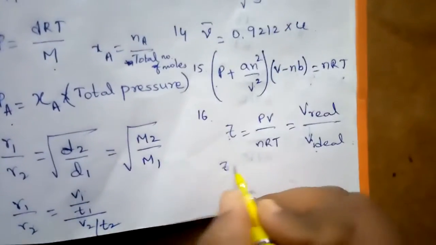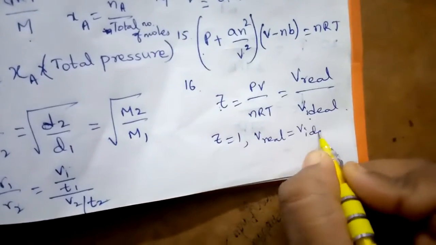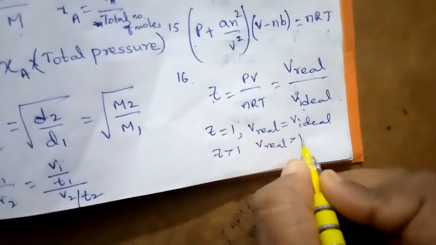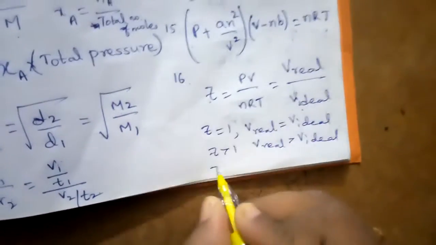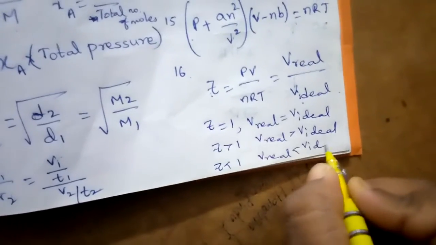If Z equals 1, then volume of real gas equals volume of ideal gas. If Z is greater than 1, that means volume of real gas is greater than volume of ideal gas. If Z is less than 1, volume of real gas is less than volume of ideal gas. Okay, next, coming to one more.